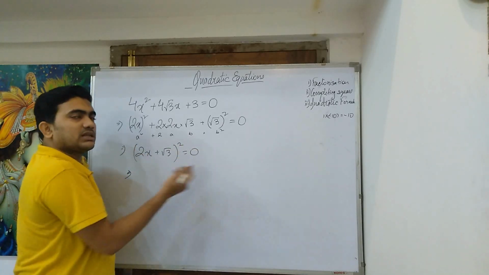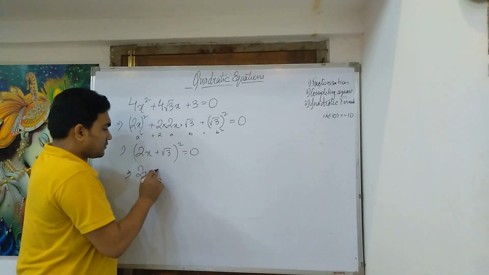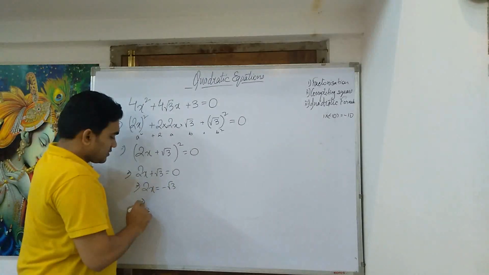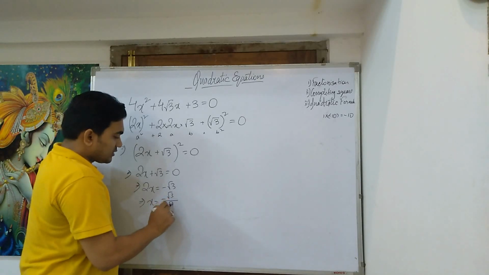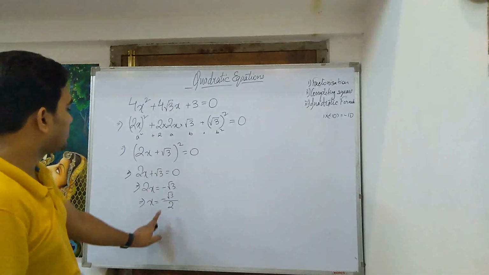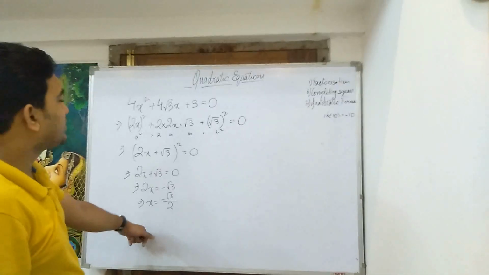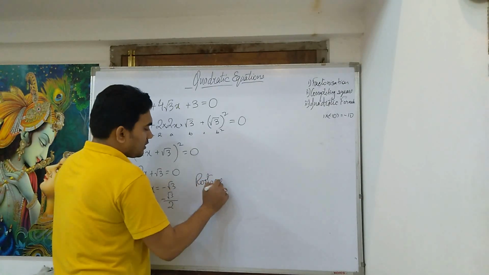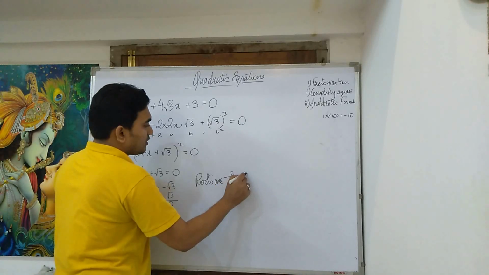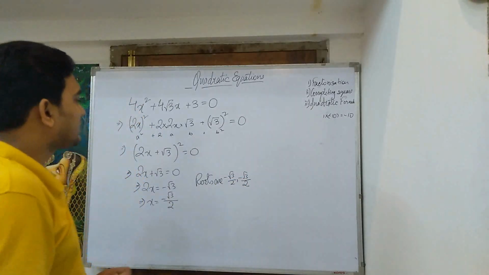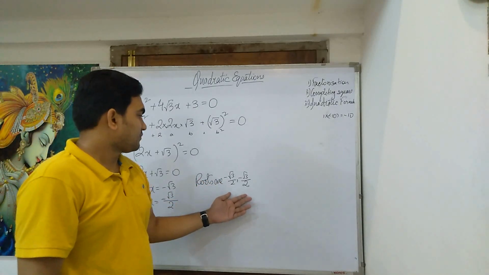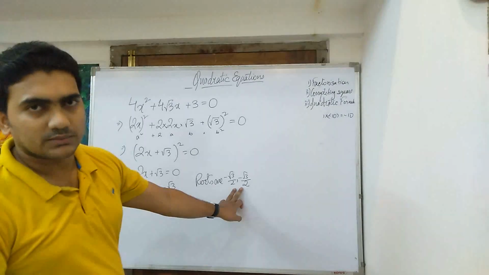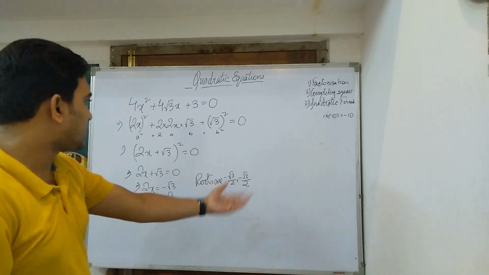So if the square is 0, then the number is also 0. Minus root 3 by 2. See, the solution here is only minus root 3 by 2. But since we are expecting two solutions, we will write that the roots are minus root 3 by 2 comma minus root 3 by 2. We will write it as two different roots, but they are same. These are called equal roots. These are called real and equal roots. We will come to that later on.